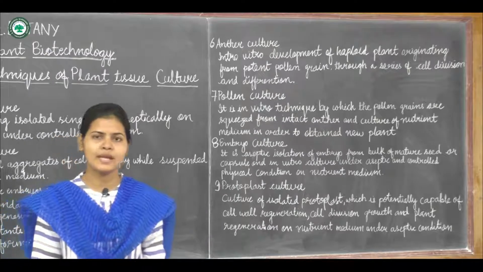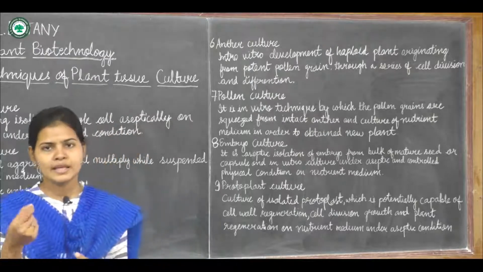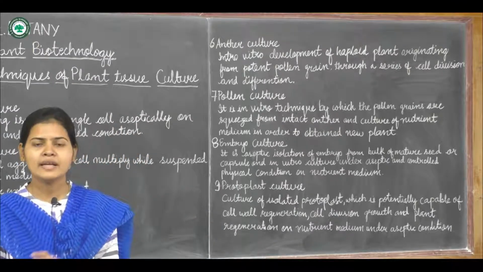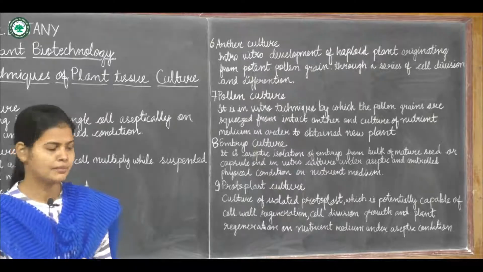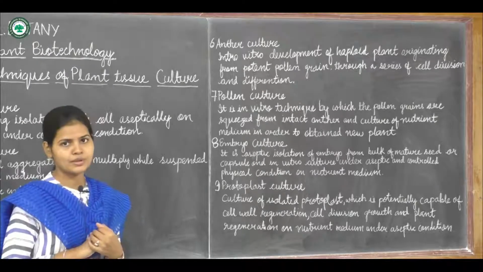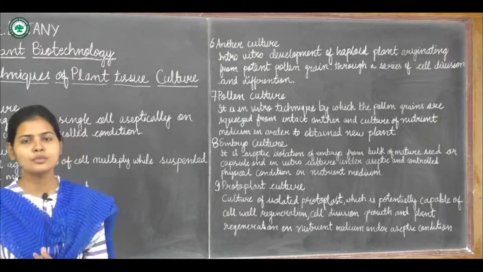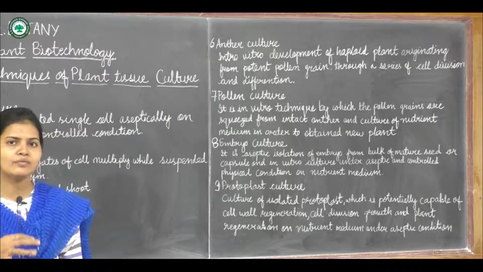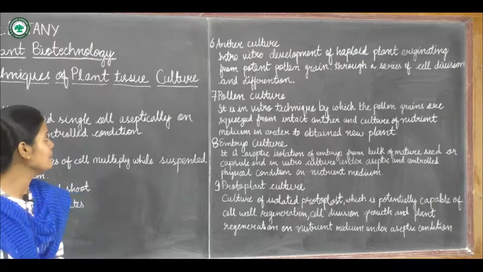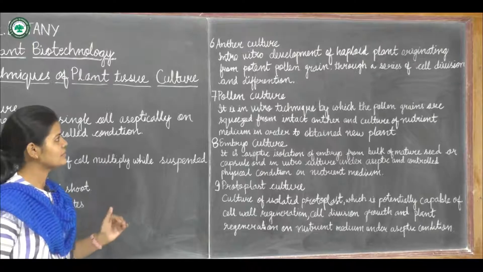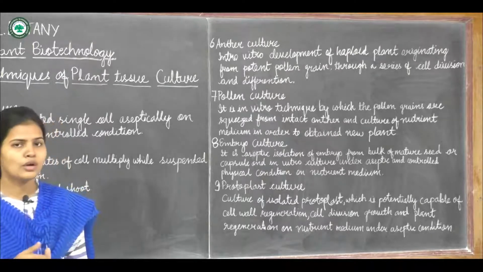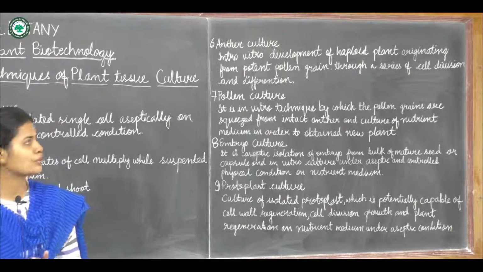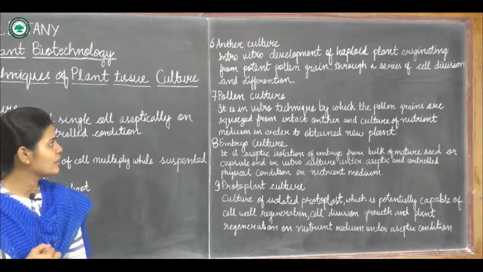So what is happening in anther culture? We are taking the anther from the flower and allowing it to grow on a medium. Here it is mostly done to produce a haploid plant. When we have to grow a haploid plant, at that time anther culture is used. And how will it grow? Through a series of cell divisions and differentiation.